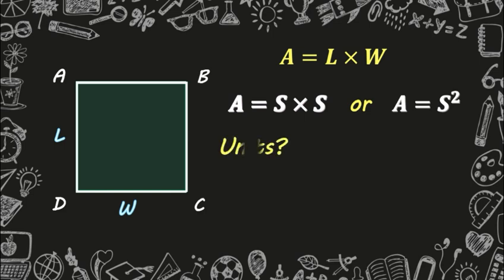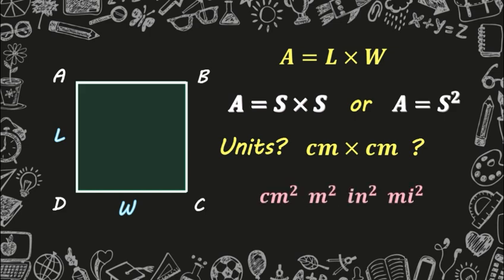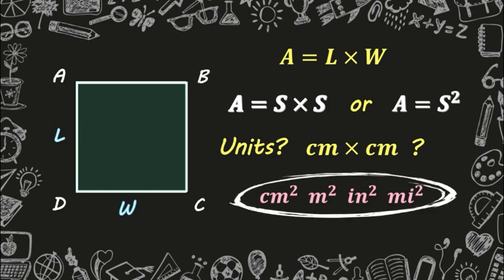What about units? For example, centimeter times centimeter just gives us square centimeters, which we can write using 2 as an exponent. So, whenever you see units like centimeter squared, meter squared, inches squared, or mile squared, you know it's a measurement of a 2-dimensional quantity, area. The units are really important when you are talking about perimeter and area.